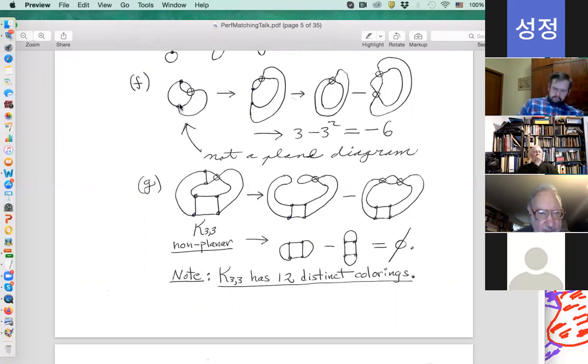But it's just the theta graph, and I go through the recursion, pushing the graph around a little so you see a nice vertical edge to expand on. And you see that once I've expanded on this, that virtual crossing has made this one the single loop and that one the double loop, and I get 3 minus 3 squared, which is minus 6. Not 6, doesn't count correctly, but it fails even more spectacularly on some graphs.